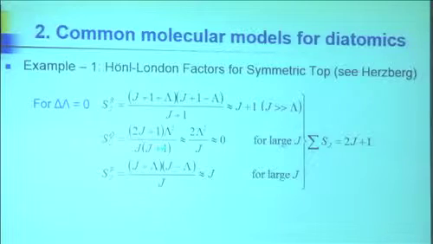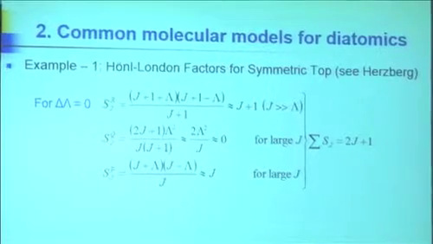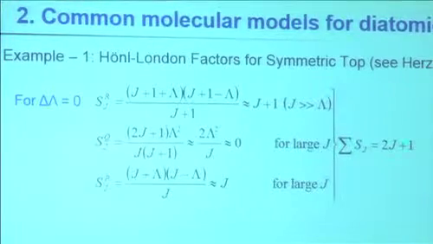Let's look at the case where J is large. So forget the lambdas. This Hansen factor is approximately J plus 1. This Hansen factor down here is approximately J. This Hansen factor right here is approximately 0, because I told you earlier that the Q branch is very, very weak for this case. What's the sum of these things? 2J plus 1. So the Hansen factors are designed so that they sum to the degeneracy 2J plus 1.